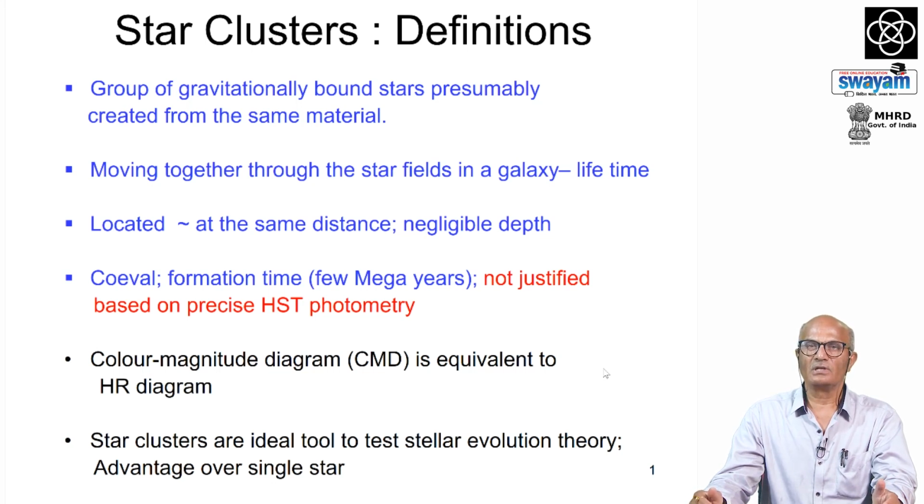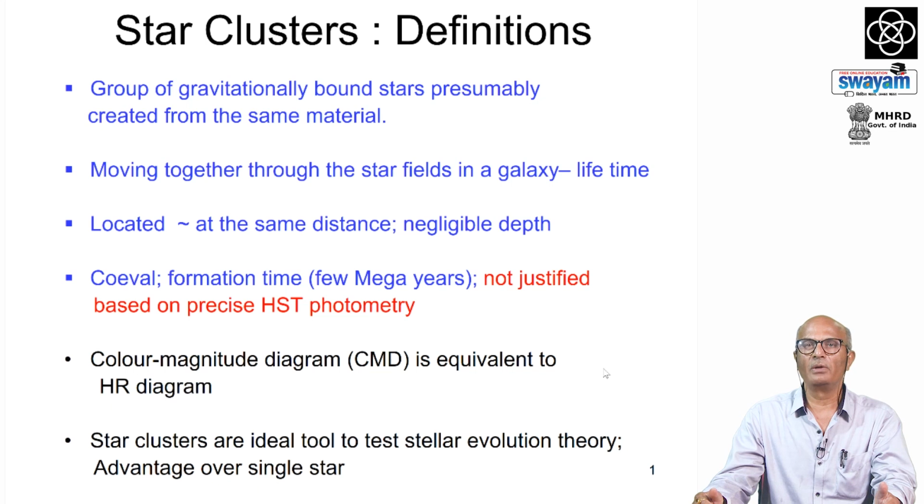Because they are formed from the same molecular cloud, all member stars are located at the same distance, because the distance from us where they are located is very large compared to the radius of the cluster in most of the cases. That is why practically for all purposes we can say that they are located at the same distance.